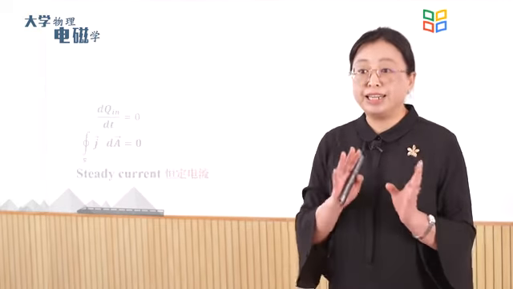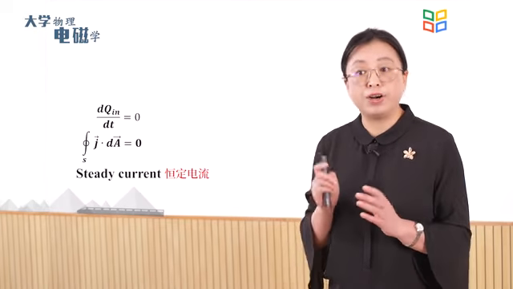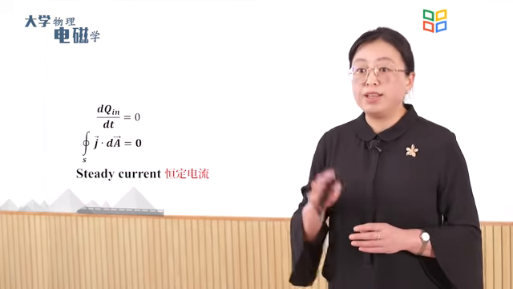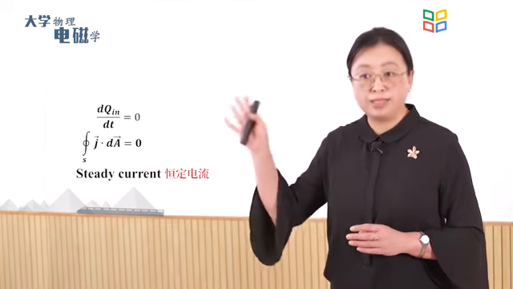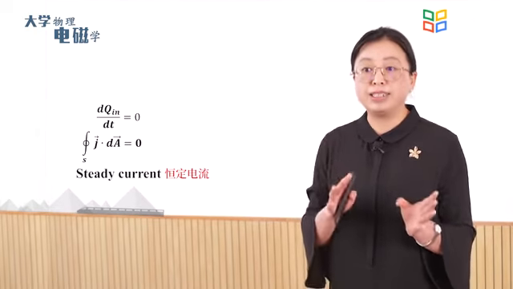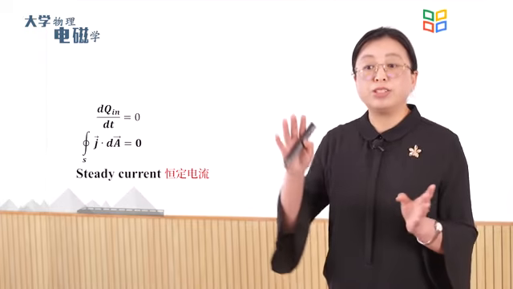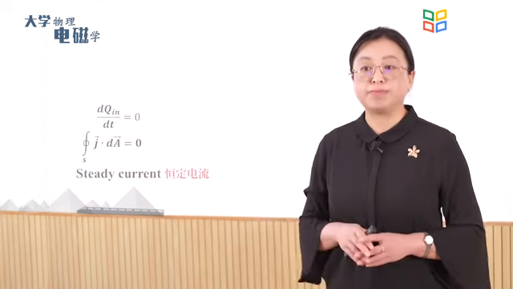Based on the equation of continuity, if the net change of the charges inside the closed surface is zero, then we have a steady current, which means the net flux of the current density over the closed surface is zero. That means the number of the current density lines entering the surface is equivalent to the number of the current density lines leaving the surface.